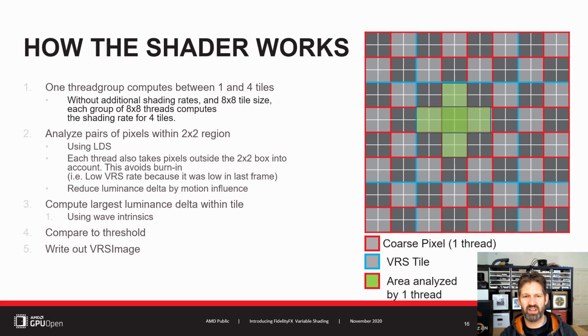The motion vectors have a dual purpose in this shader. Firstly, they are used to offset the position of the color values being read. Secondly, the length of the motion vector is used to reduce the luminance variance value, which will result in coarser shading rates being used on objects that move faster relative to the camera.